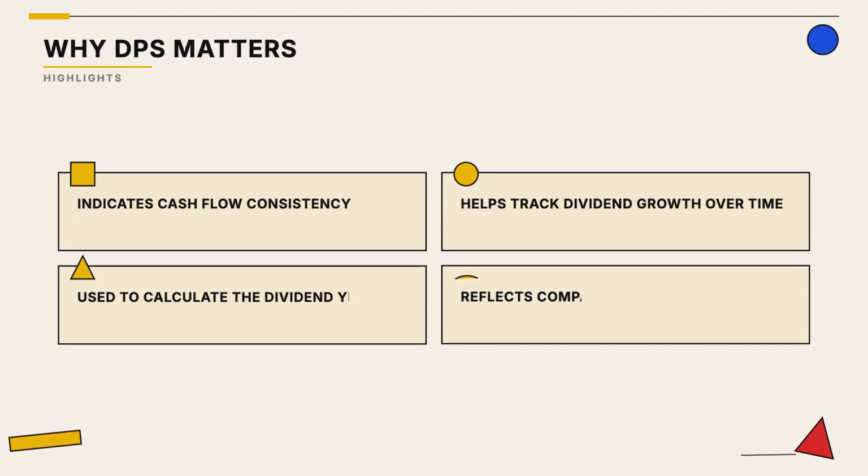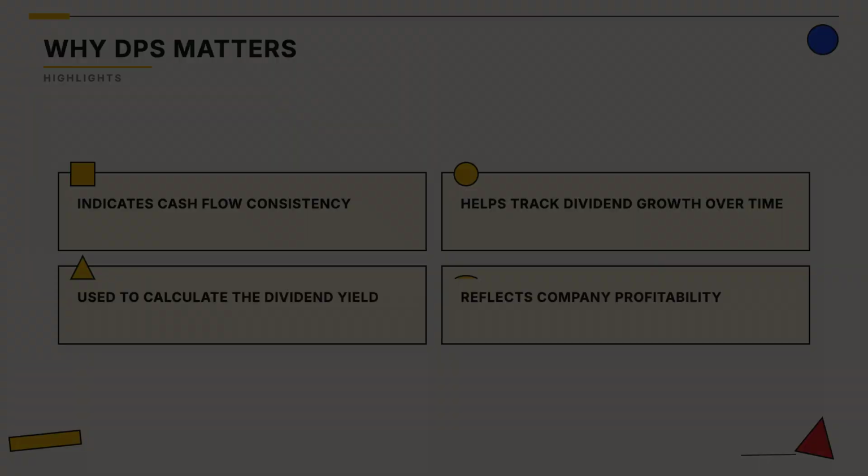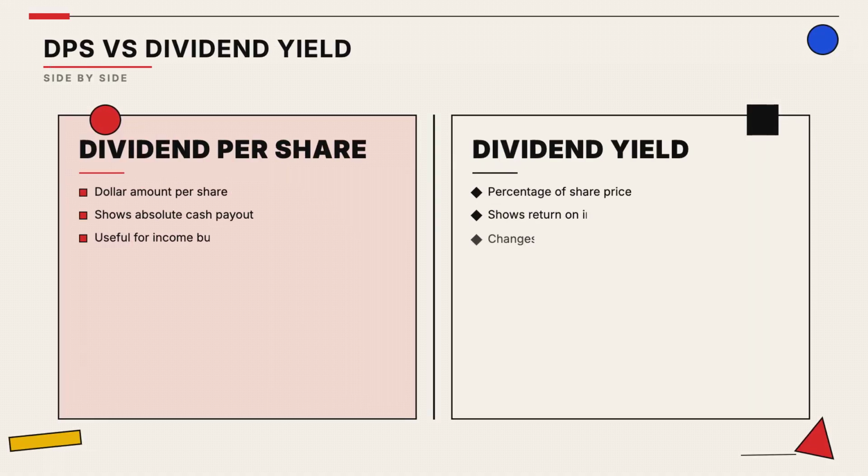Investors use this metric to see if a company is consistently sharing its profits and whether those payouts are growing year over year. While DPS gives you the actual dollar amount, the dividend yield helps you compare that payout against the current market price of the stock.